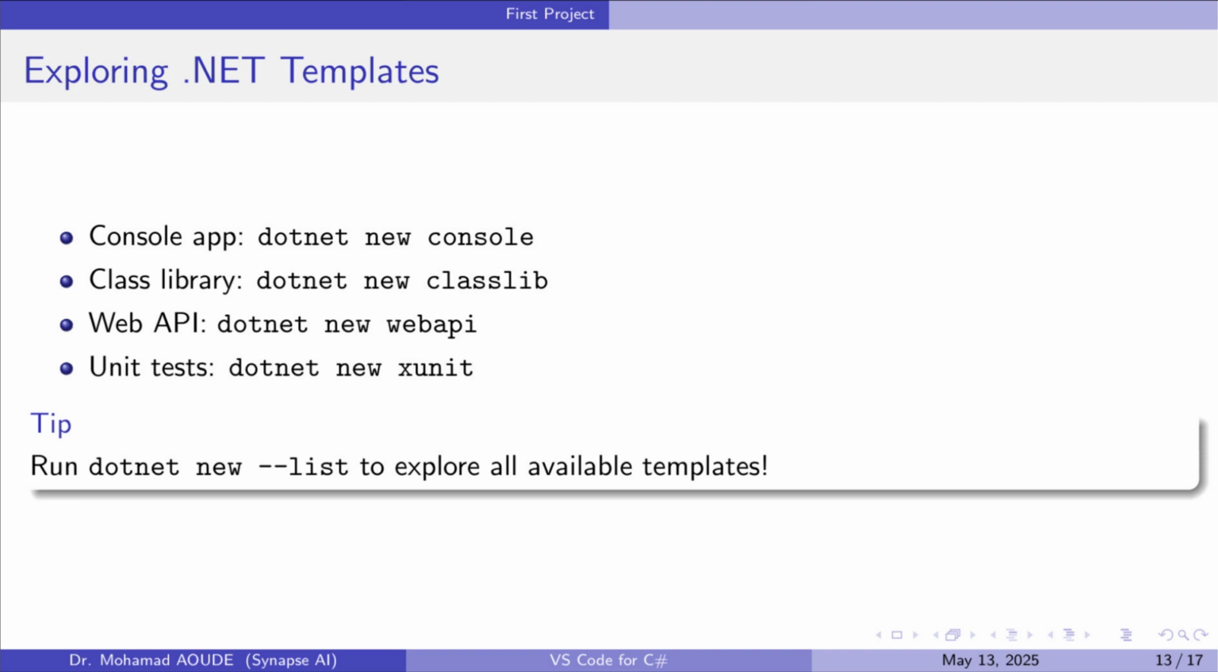We use dotnet new console to create our first project. The dotnet new command can actually create many different types of .NET projects. dotnet new classlib creates a class library. dotnet new webapi creates a web API project. dotnet new xunit creates a unit test project. You can run dotnet new --list in your terminal to see all the available project templates. For this introductory course, we'll primarily focus on console applications, but it's good to know other options exist for future learning.